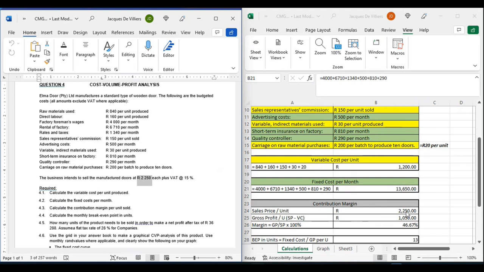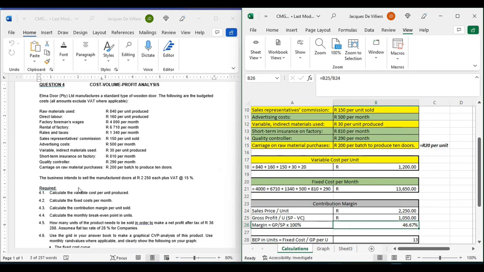So now we say our sales price per unit excluding VAT is 2,250. What is our gross profit per unit? Well, our gross profit will be the difference between that sales price and our variable cost that we just calculated. So if I take my sales price of 2,250 and subtract my 1,200, I get an amount of 1,050. Now that I know what my gross profit is, I can express this gross profit of 1,050 over my sales price as a percentage to see what my margin is. I divide the one by the other, multiply it by 100, and express it as a percentage. So now I know that my contribution margin is 46.67%.